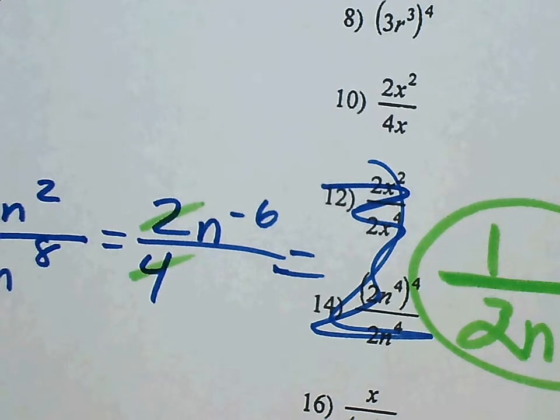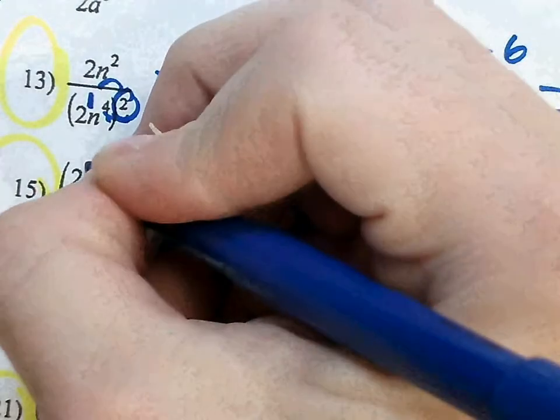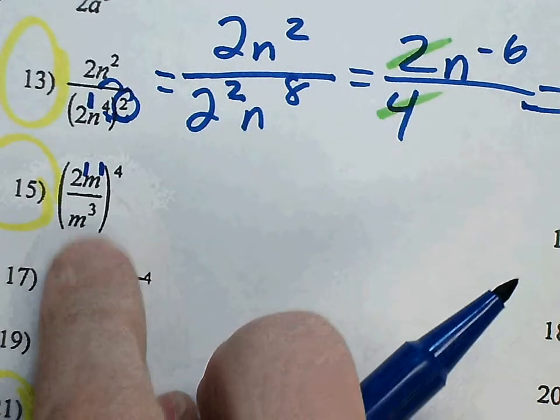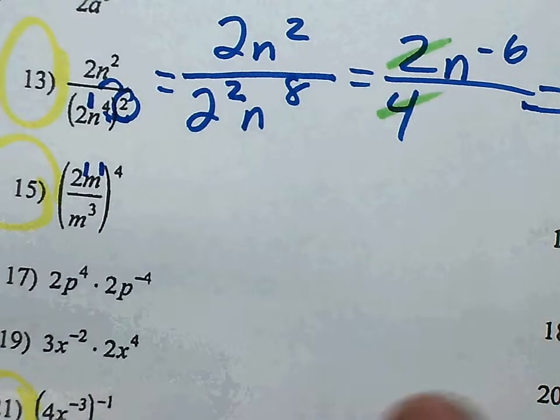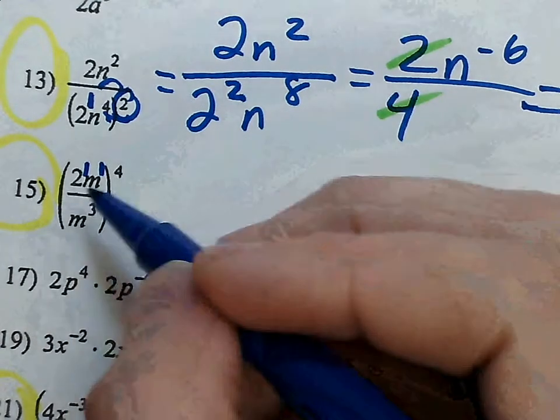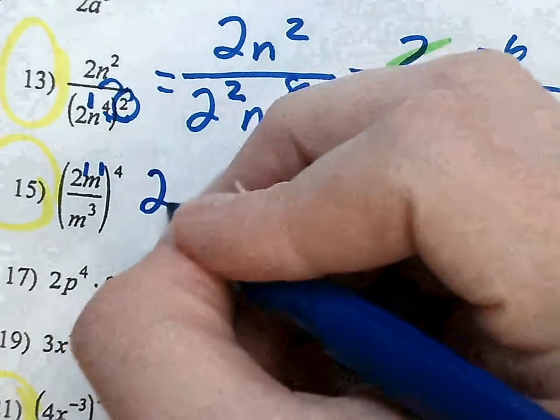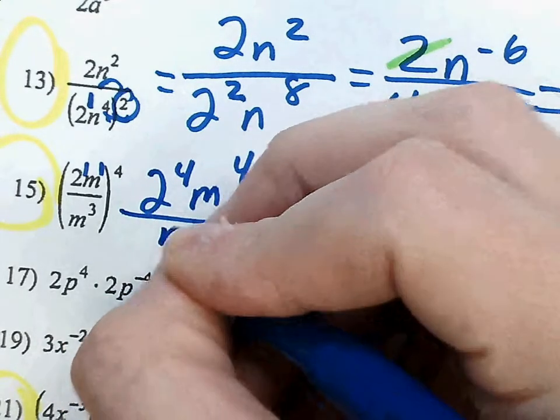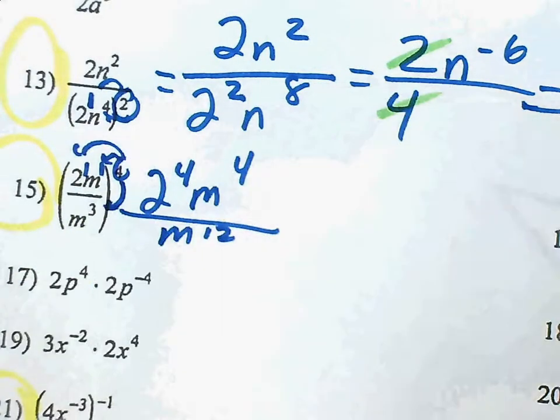All right. Number 15. My first thing is I'm going to put a 1 there and a 1 there. This 4 has to go to every single exponent that exists. Now, some of you simplified first, and that's fine. I'm going to distribute first. It doesn't matter which way you do it. That's going to give me 2 to the 4th, m to the 4th, over m to the 12th. Remember, when it's a fraction, it goes to the numerator and the denominator.